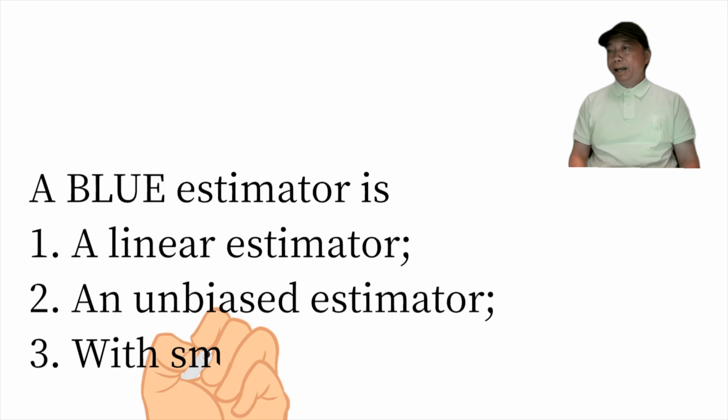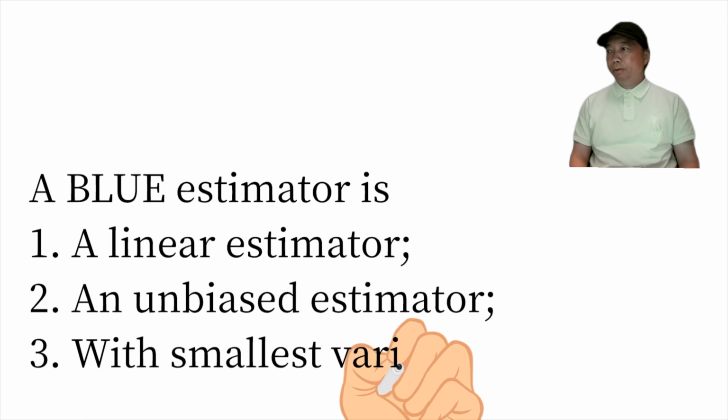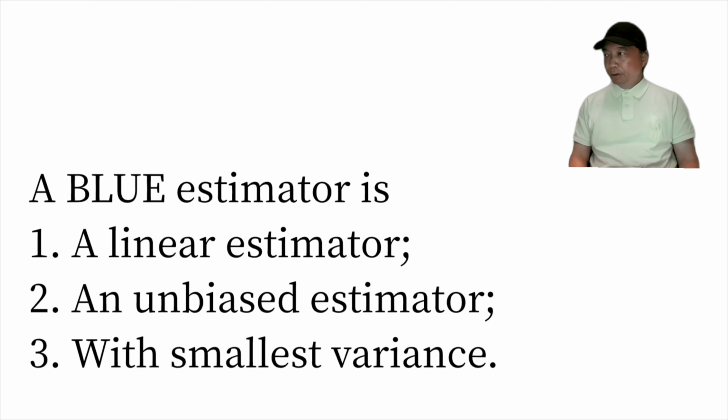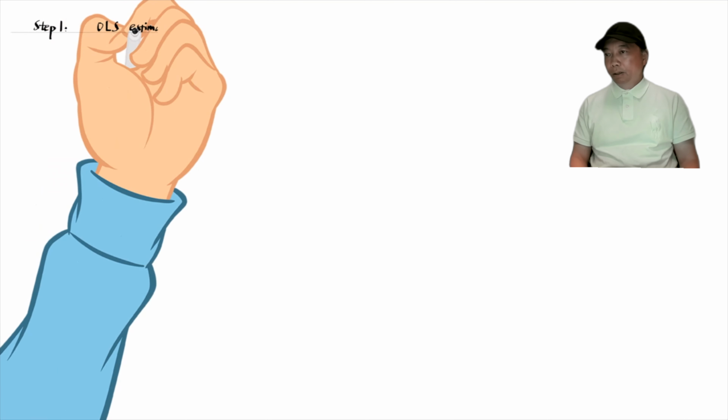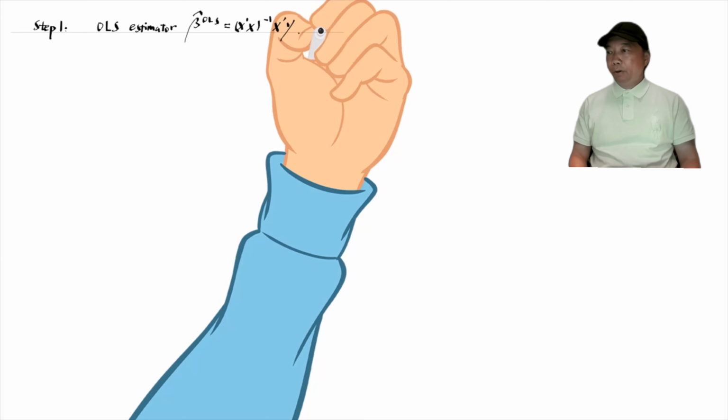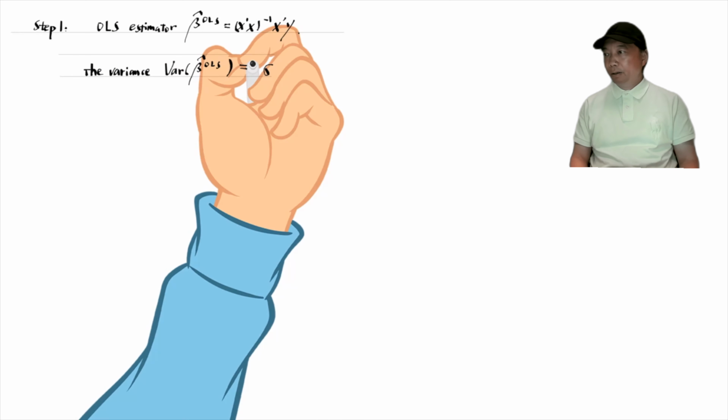Third, a BLUE estimator has the smallest variance among all linear unbiased estimators. The word best means the estimators have the smallest variance. Estimators with the smallest variance are also called efficient estimators. All 5 Gauss-Markov assumptions are needed for the OLS estimators to be the BLUE, best linear unbiased estimators. Here's the proof. In the first step, we write the variance of the OLS estimator, beta hat.